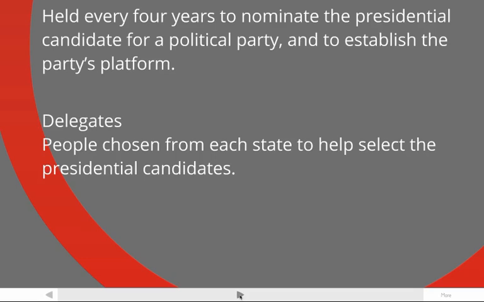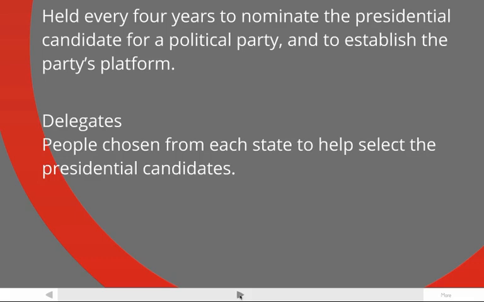Now, the people that choose the nominee are called the delegates. These are people that are chosen from each state, usually people that are important in the political party, and they help to select the presidential candidates. Now, basically, they're just messengers, though, from their primary, or some states have what's called a caucus. And they are messengers because each state has already chosen, essentially, who their nominee is going to be. And so the delegates are just there to basically report back to their people in their state about what the party platform is going to be, but also to officially declare who they want the nominee for their president to be.